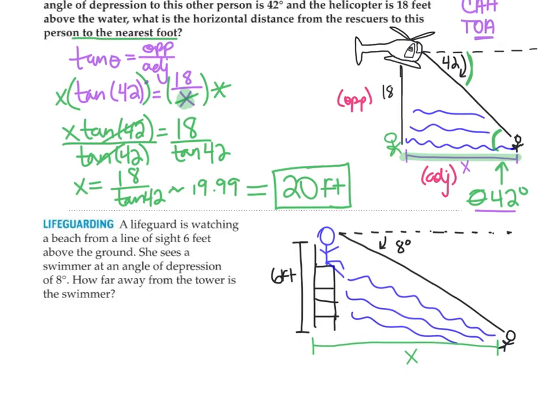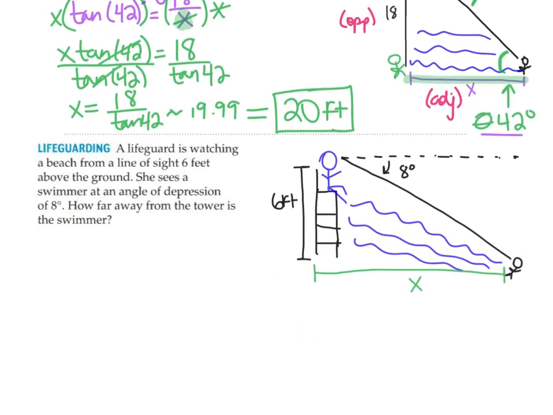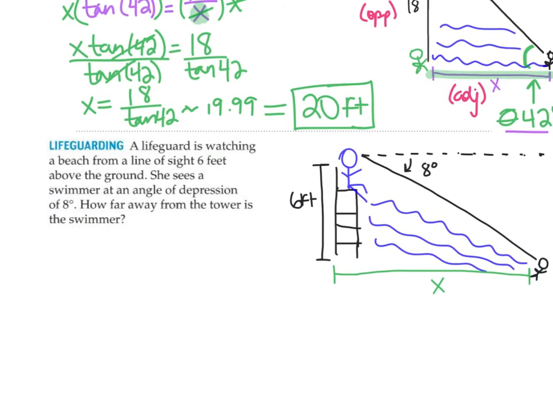And then last example. We're still doing the same thing that we did yesterday. Same concept, still working with trigonometric ratios. Here we have lifeguarding. This lifeguard is watching a beach from a line of sight 6 feet above the ground. So the lifeguard is sitting on this tall tower chair, 6 feet off the ground. She sees a swimmer at an angle of depression. So she looks down 8 degrees and sees a swimmer. How far away is the tower from the swimmer?